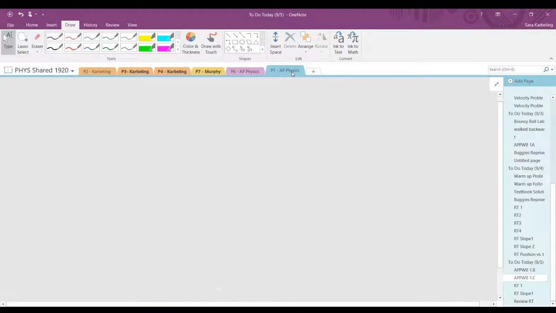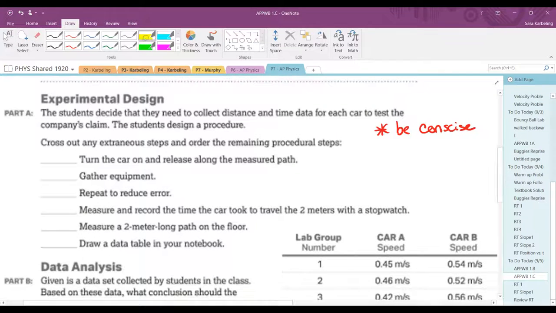Let's take a look. It says cross out any extraneous steps and order the remaining procedural steps. So before we get too far here, we need to make sure that we understand what extraneous steps means. What is extraneous? Steps you don't need. Steps that you almost like you do, but you don't need to include in the procedure. Yes. So sometimes they'll put in steps or you might include something that is not necessary, right? So it could be not needed.